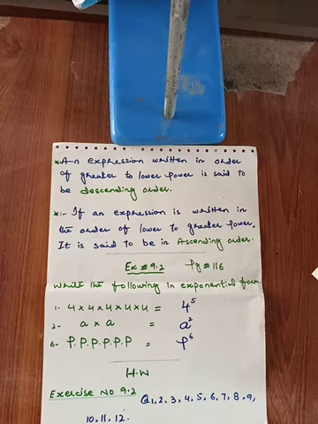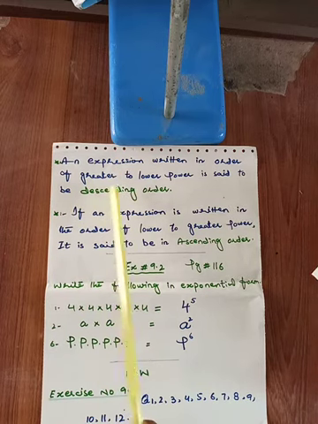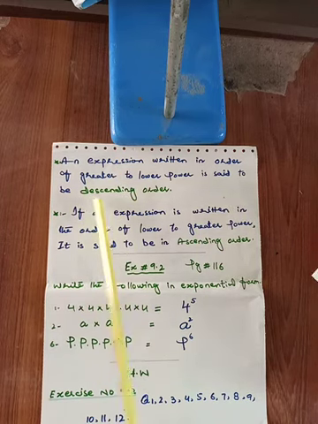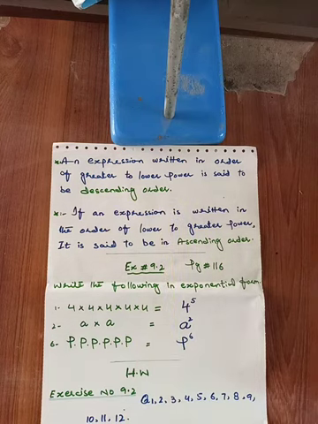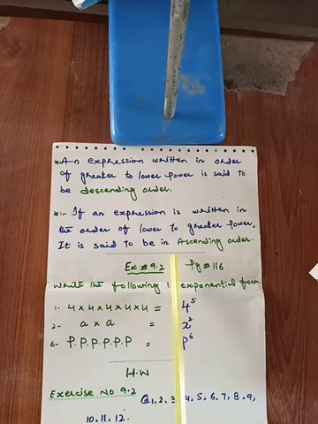So students, what is descending order? An expression written in order of greater to lower power is said to be in descending order. Right? And what is ascending order? If an expression is written in the order of lower to greater power, it is said to be in ascending order.